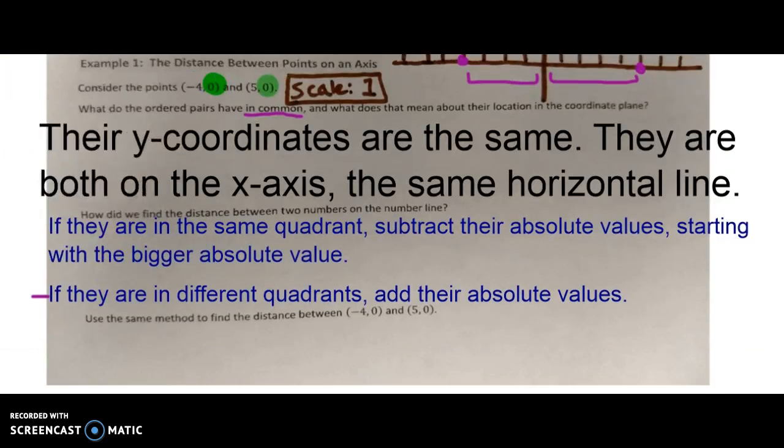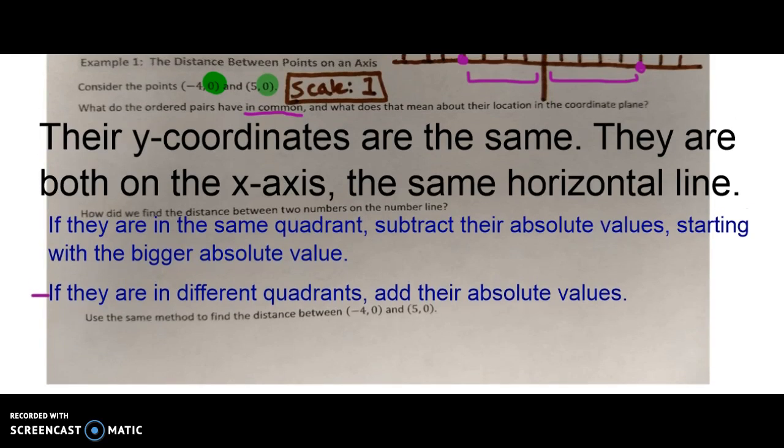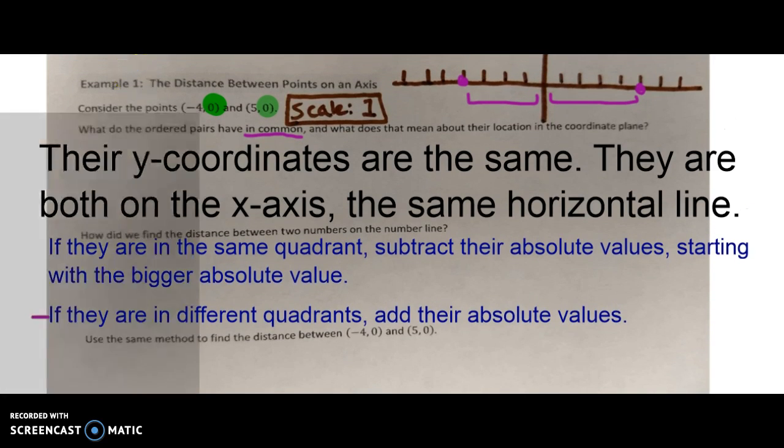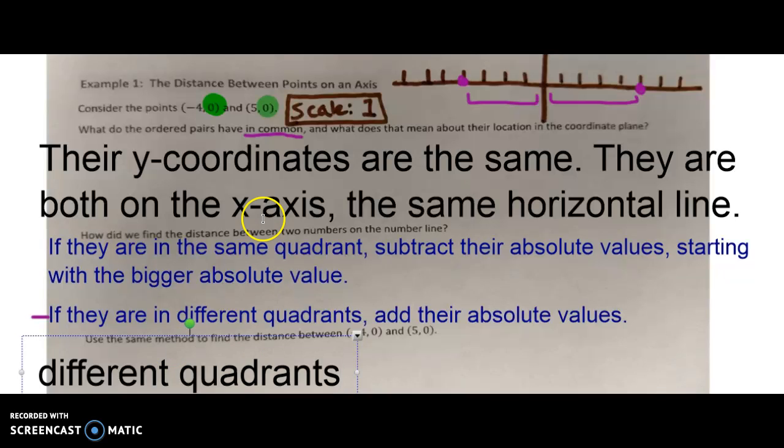Let's talk about the last step here. Use the same method to find the distance between -4, 0, and 5, 0. So I'm going to use my visual, and I know that they're in different quadrants, so I have to add their absolute values. So I'm going to say here different quadrants. Then I know that the absolute value of -4 plus the absolute value of 5 is going to give me my answer. Now I want to make sure that I write my absolute value symbols here. So we've got to put those lines in. Absolute value of -4, absolute value of 5.